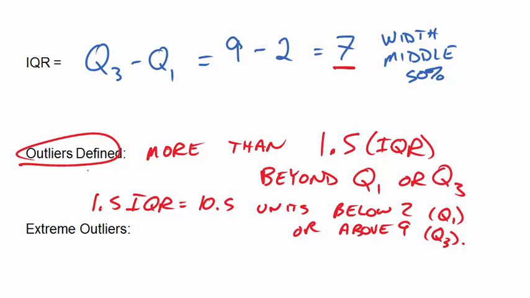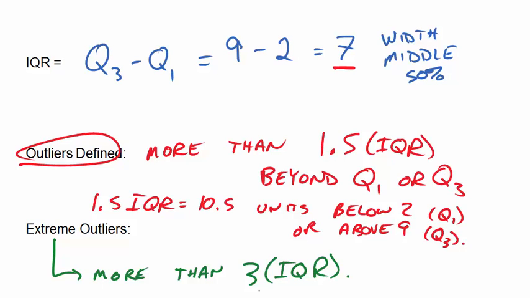You need to be more than 1.5 IQRs from your box, from those two, the lower quartile and the upper quartile. An extreme outlier is defined, this is more a little bit of trivia. I don't know that this is really going to be that much on the test, but extreme outliers are defined as more than 3 IQRs beyond the edges of Q1 and Q3. So there are some implications in how we'll graph these in a moment, but that's your basic definition for now.